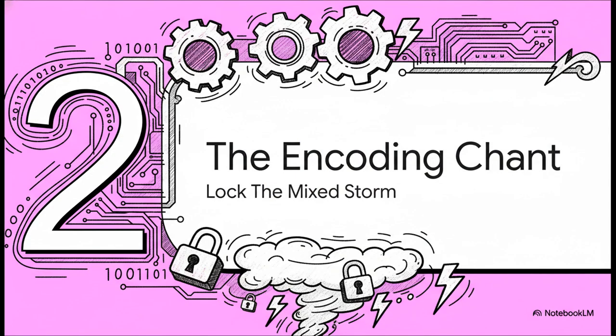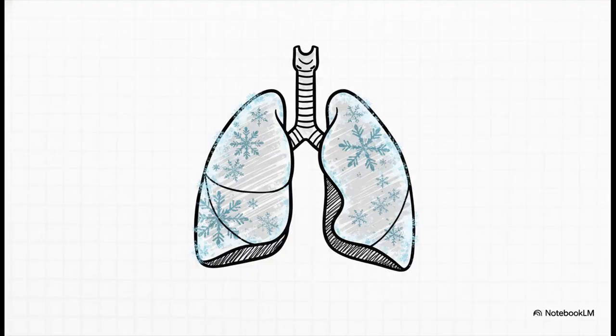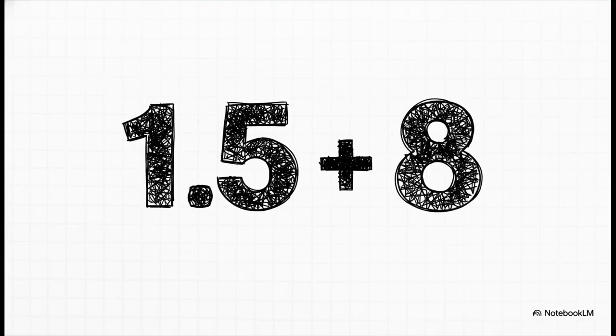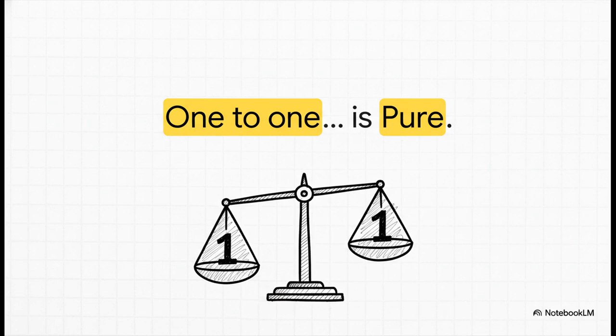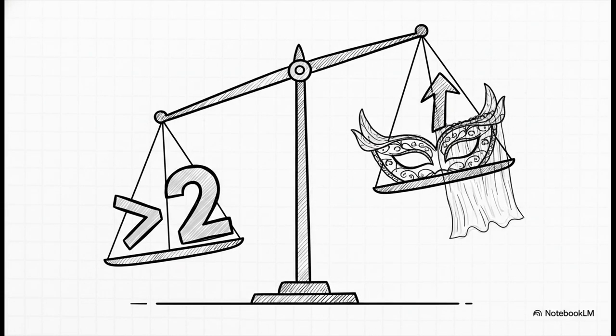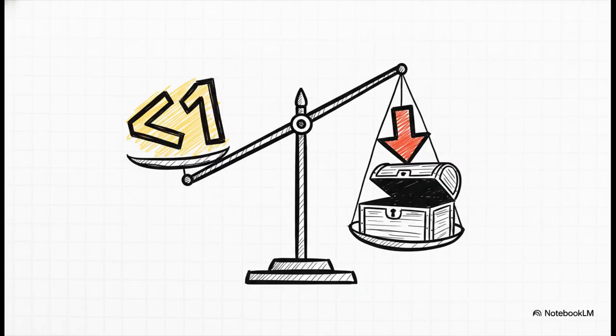Okay, you understand the logic. Now we need to encode it so you can recall it instantly under pressure. We're going to lock it in with a quick chant. Ready? Winter's for the lungs. 1.5 plus 8. Delta, delta for the gap. 1-to-1 is pure. Greater than 2, alkalosis, hide. Less than 1, NAGMA, inside.